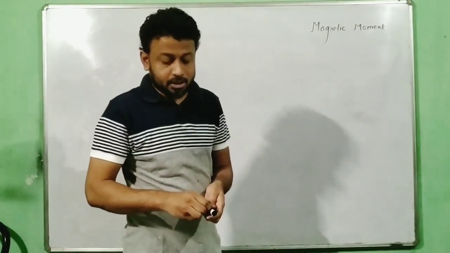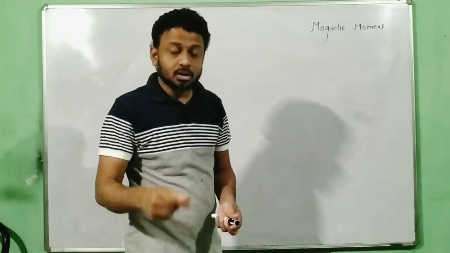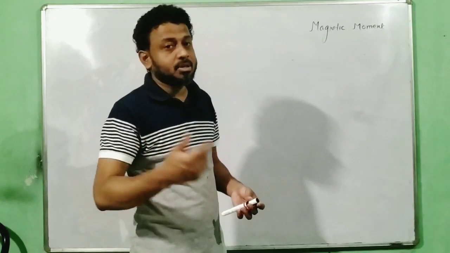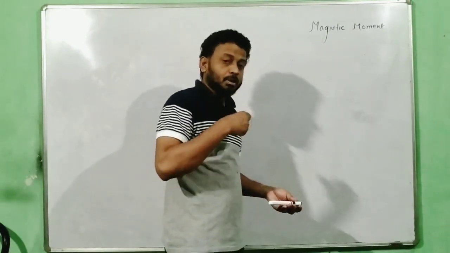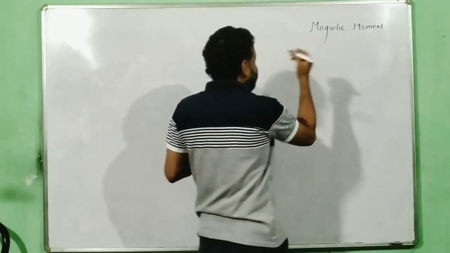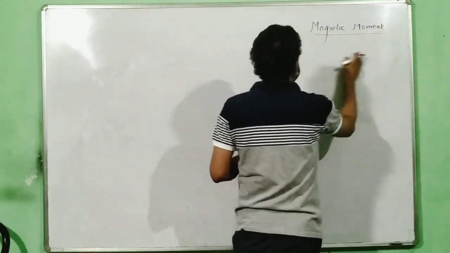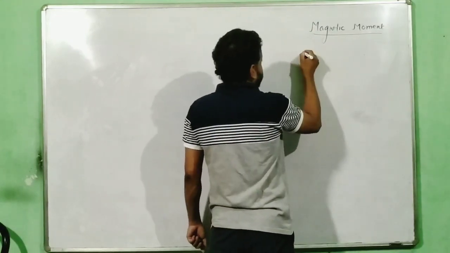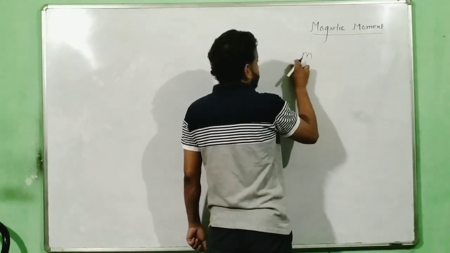Remember dipole moment in electrostatics? We define a dipole moment for a system of two equal and opposite charges as one of the charges multiplied by the distance between them, with direction from negative to positive. Similarly, in the same manner we are going to define a magnetic moment. Now, what exactly is magnetic moment? We use the letter M to denote this.